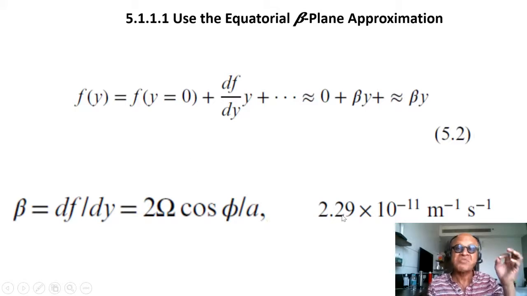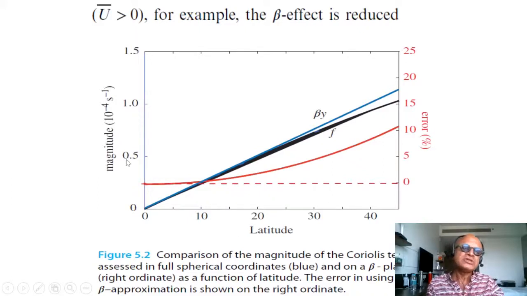The value of beta is maximum at the equator because as you go off the equator, f increases and beta decreases. Here is the magnitude of f with latitude, that's the real f here. Beta y has low errors as long as you are in the tropical band, let's say down to something like 25 south, 25 north. Once you go beyond that, you begin to get errors that become unacceptable, close to 15 to 18 and 20%. That's this line here.